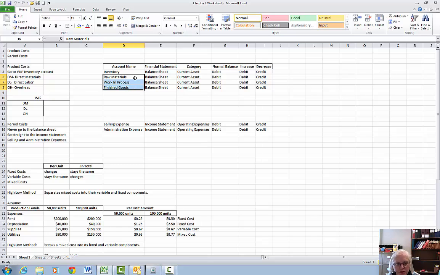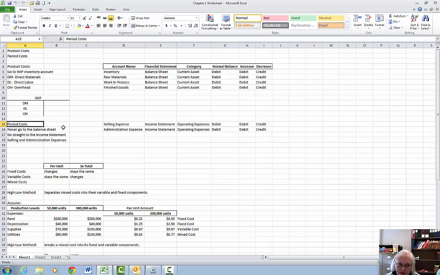You purchase the raw materials, you put them into work in process, you add direct labor and overhead. When the product is finished, it goes out of work in process and comes into finished goods. Then when you sell it, it comes out of finished goods and goes into cost of goods sold. So it just follows the product through the system. Okay, so product costs will go to the balance sheet first, and then when they're sold, they're going to go to the income statement.